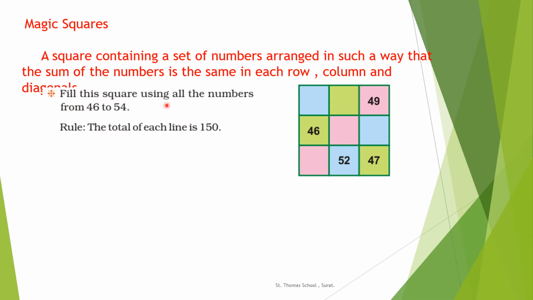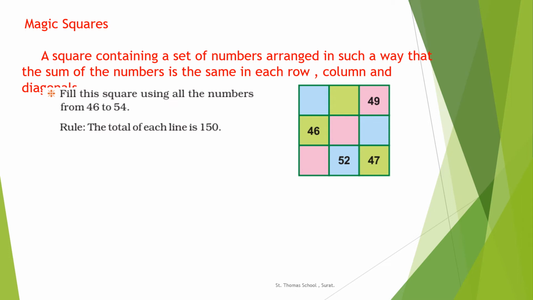Now you can see the numbers have been given to you in the box. Fill this square using all the numbers from 46 to 54, and one rule has been given to you. The total of each line should be 150. So all the column and all the row totals should be 150, and also the diagonals. The cross line is said to be a diagonal.